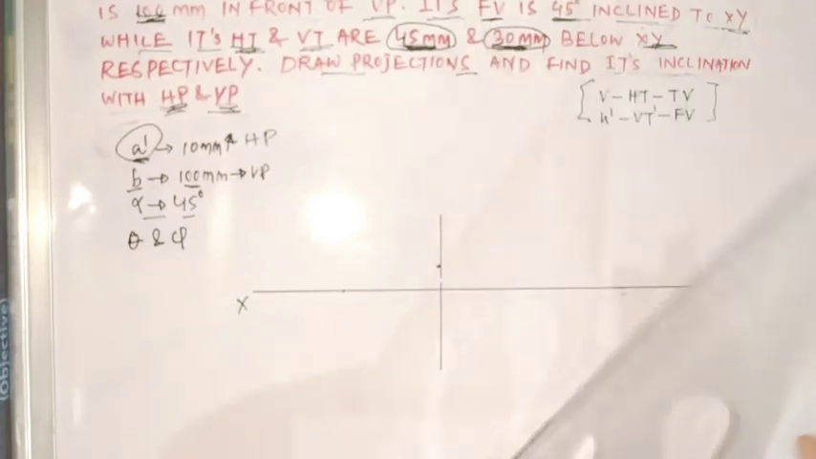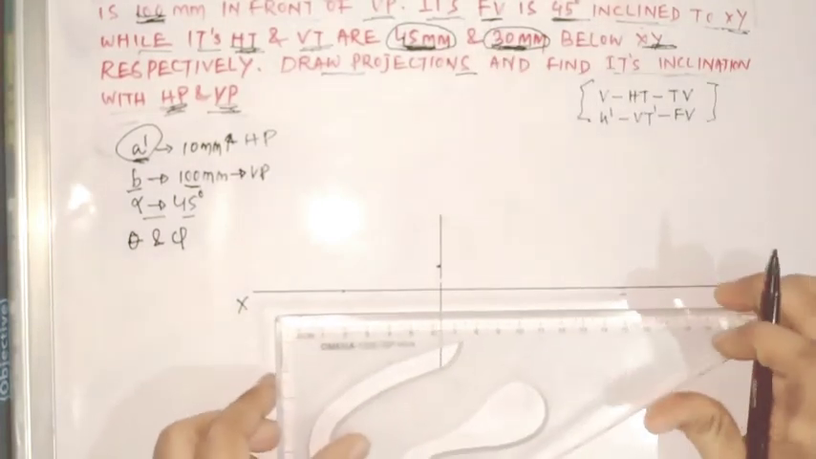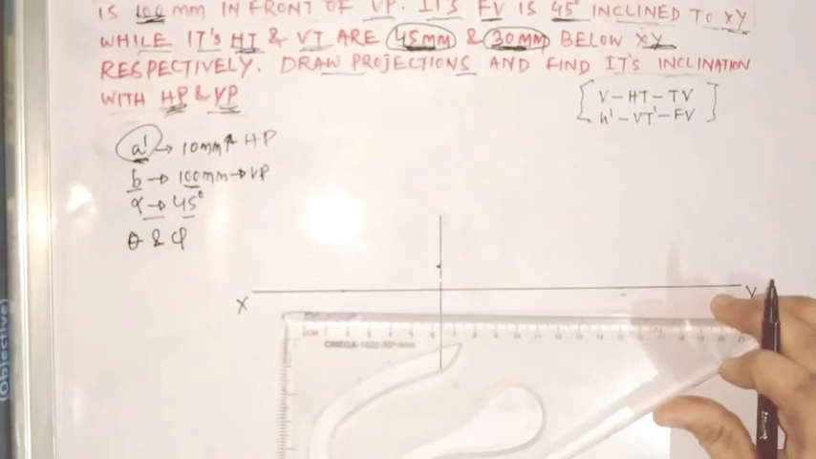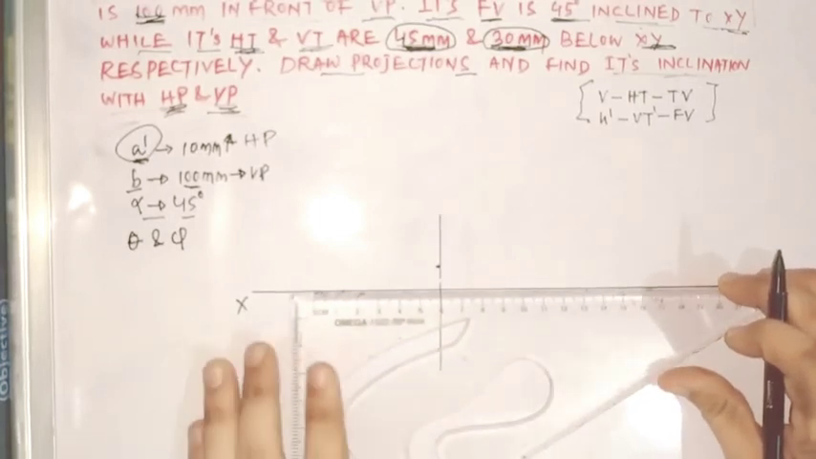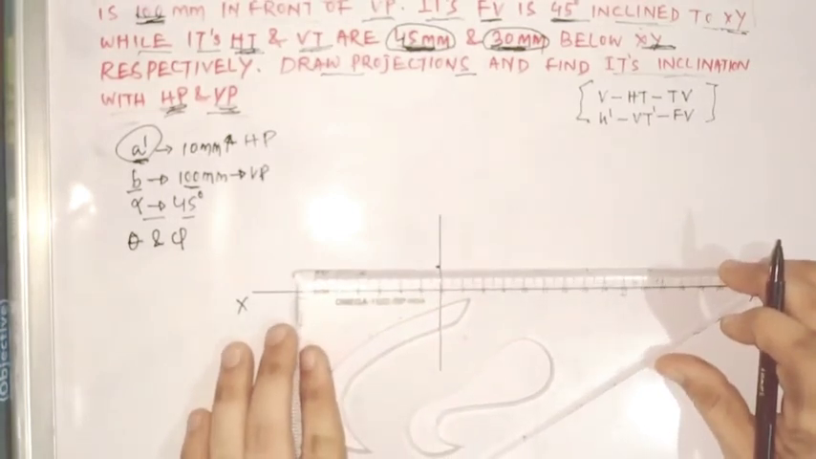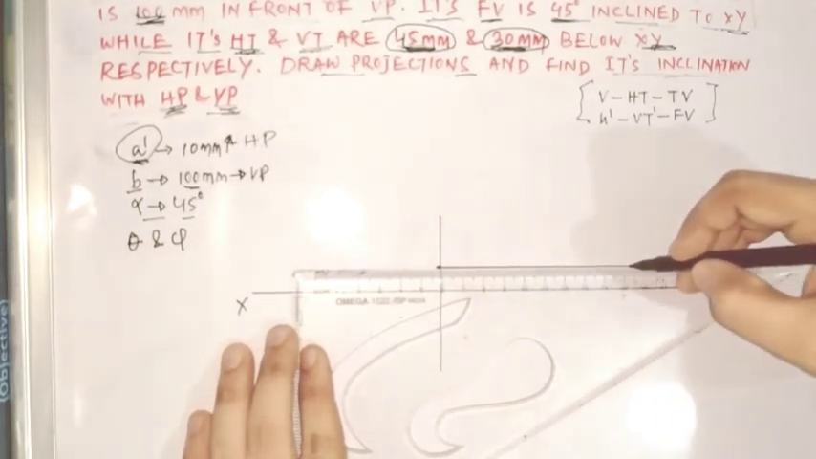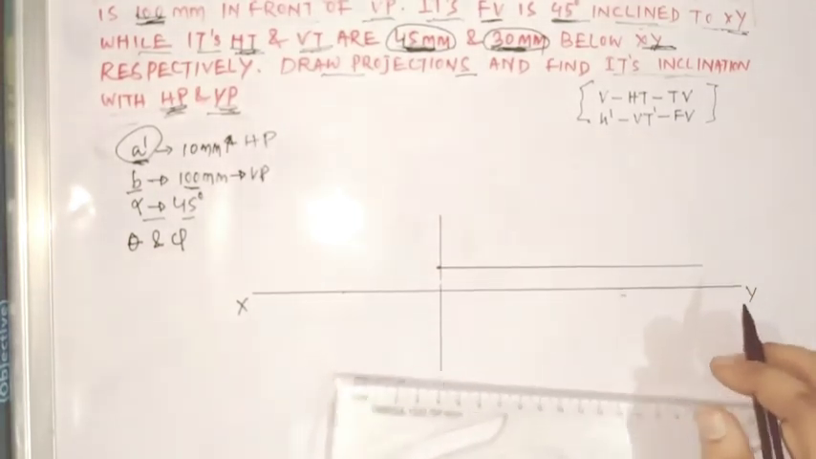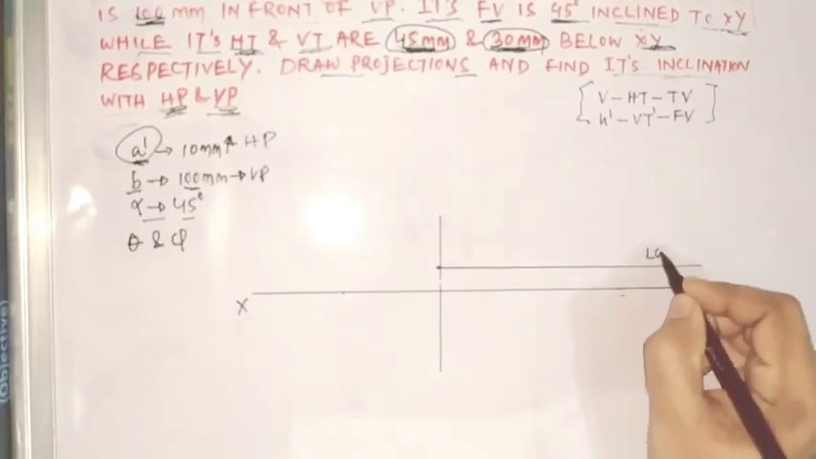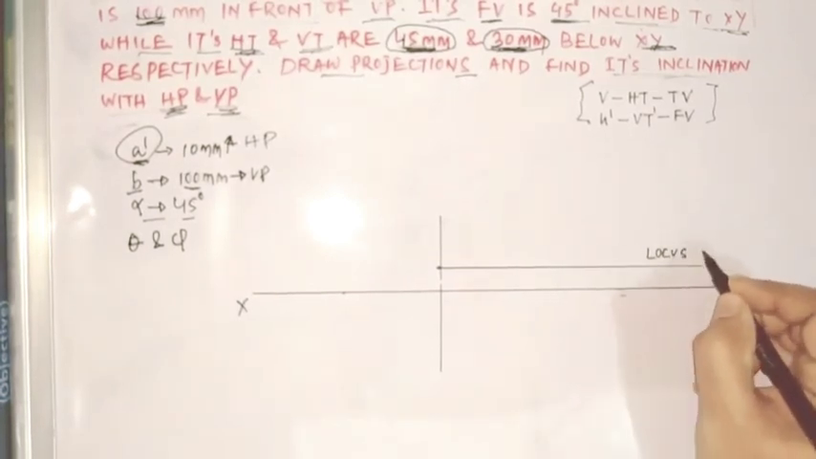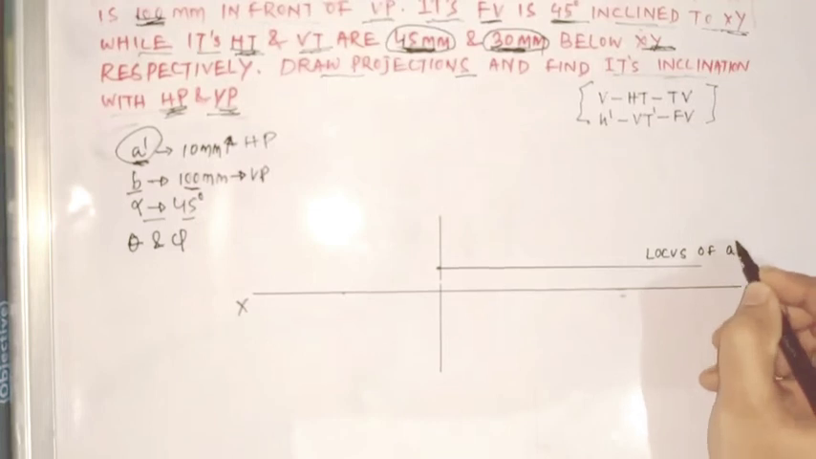After that I can draw the locus of A dash. For that I will again draw a horizontal line, which will be the locus of A dash. I write that here as locus of A dash.